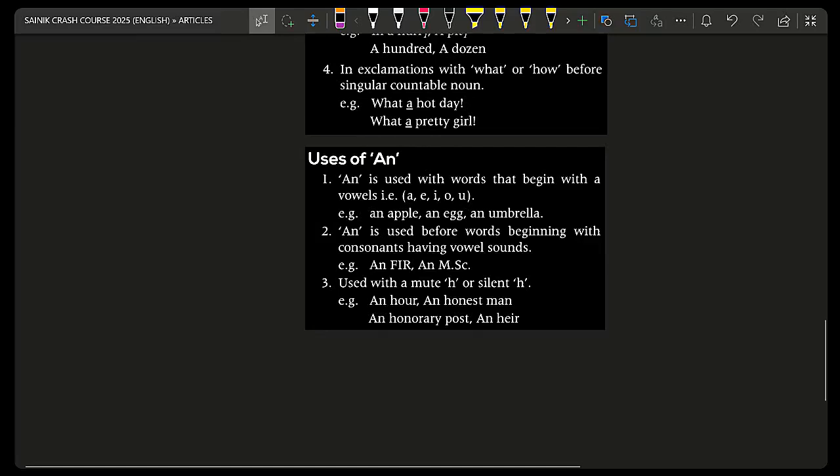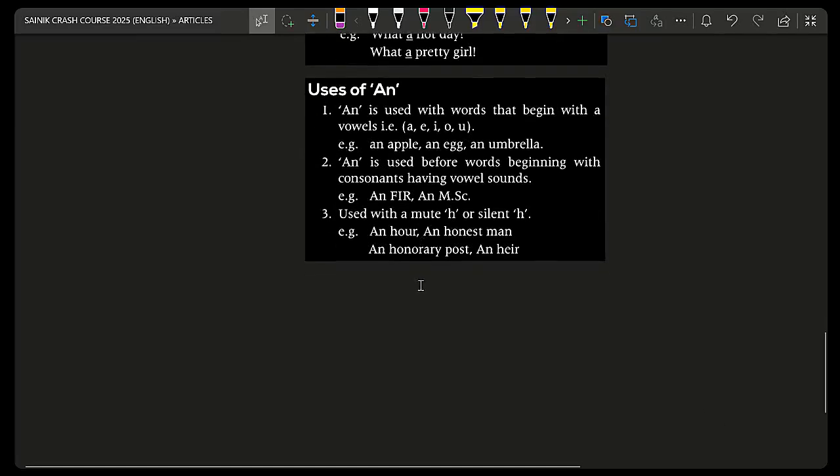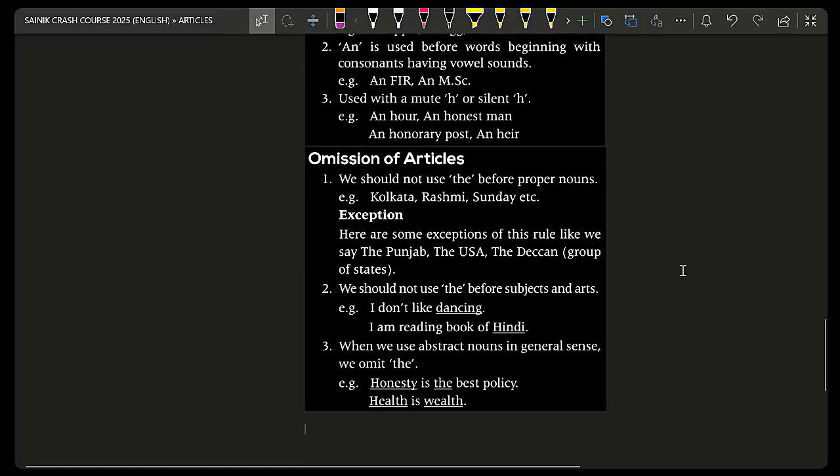So where articles are not used, when we should omit using articles. Yes, the first one: we should not use the before proper nouns. Before proper nouns, you never use the. Kolkata, Rashmi, Sunday. You don't say the Kolkata, the Rashmi, a Kolkata, nothing. Here are some exceptions to this rule, like we say the Punjab, the USA, the Deccan group of states.